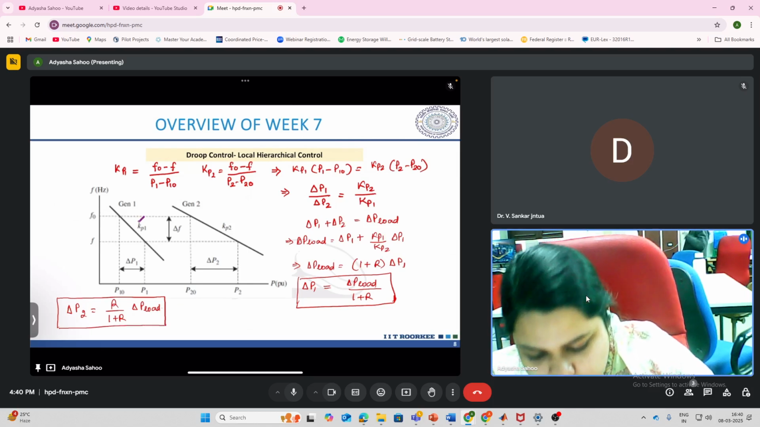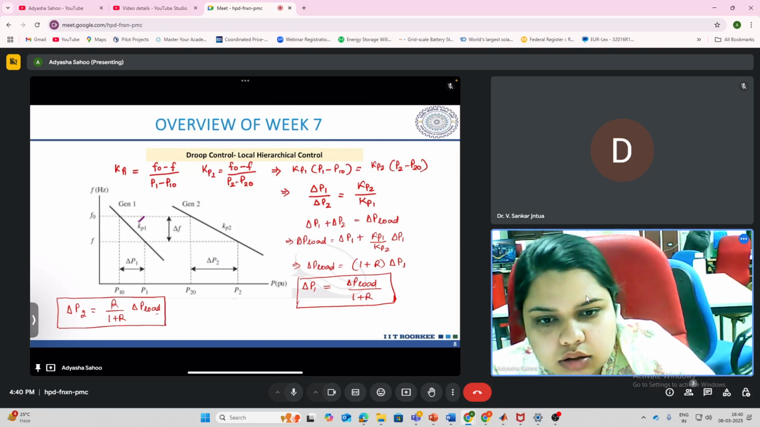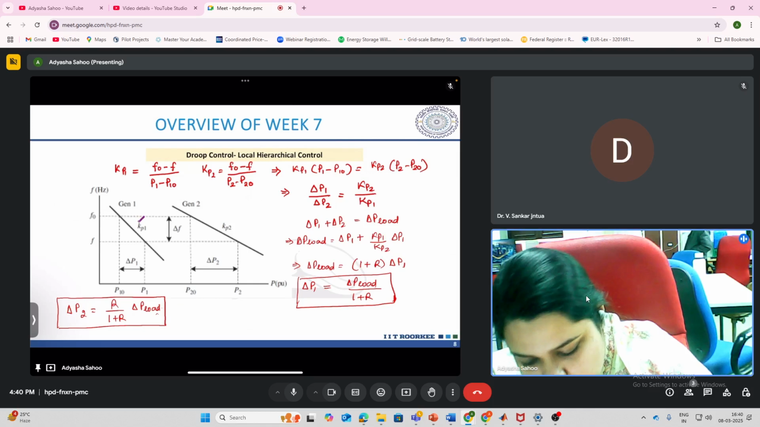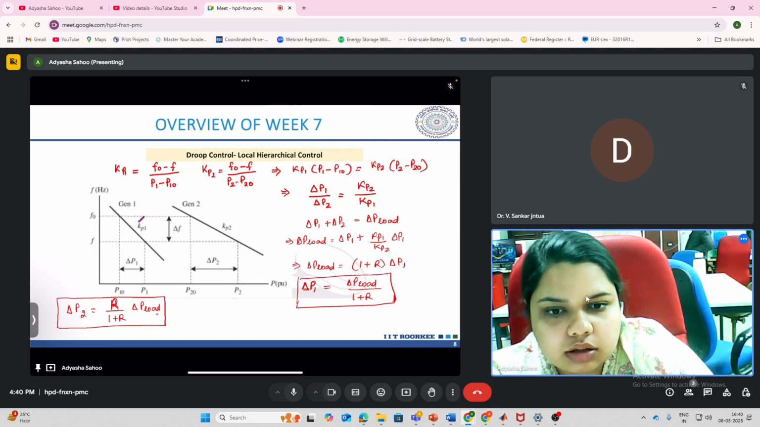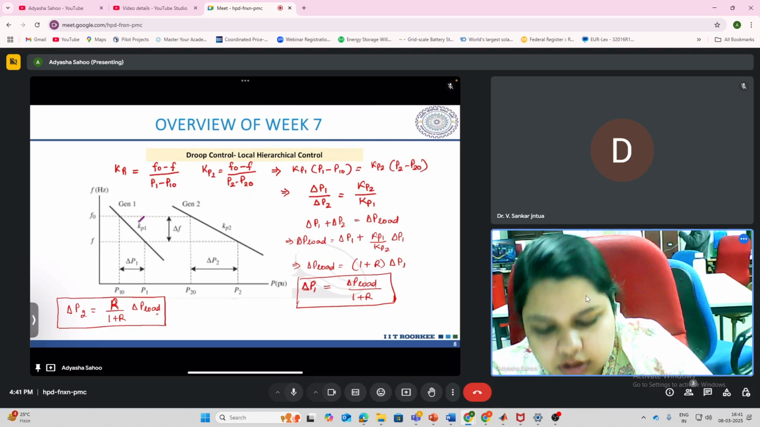So basically, if you have this increase or decrease in the load quantity, and you know this regulation constant R, you can calculate how much power is being shared by the generators, generator 1 and generator 2.